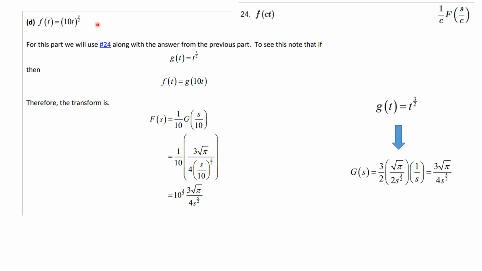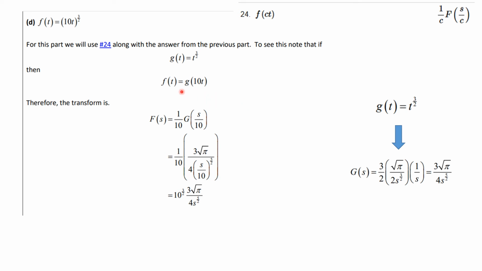Here's problem D. For this part, we're going to use number 24. Number 24 is a scaling factor, so if we take f of ct, and we take the transform of that, that's 1 over c times the transform of s over c. And so we're going to apply that to the previous problem. The previous problem we had, what was the transform of t to the 3/2, and we got that was G of s is this. So we're going to combine those two.